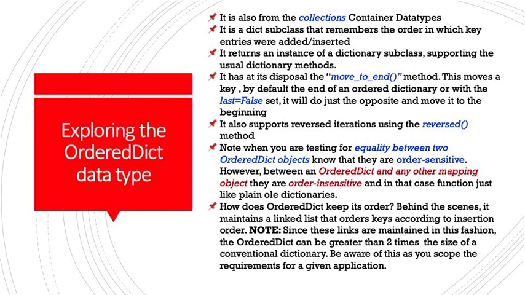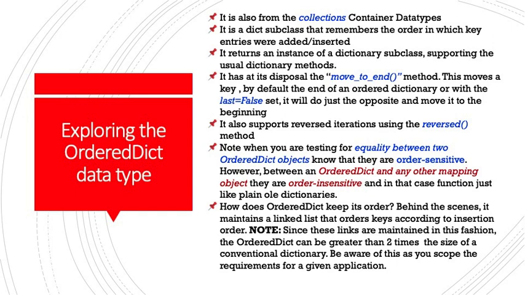And now we'll talk about the OrderedDict. This is also from the collections container data types from Python. It is a dict subclass that remembers the order in which key entries were added or inserted. It returns an instance of a dictionary subclass supporting the usual dictionary methods. It has at its disposal the move_to_end method. This moves a key by default to the end of an ordered dictionary, or if we use the last=False setting, it will do just the opposite and move it to the very beginning. It also supports reversed iterations using the reversed method.